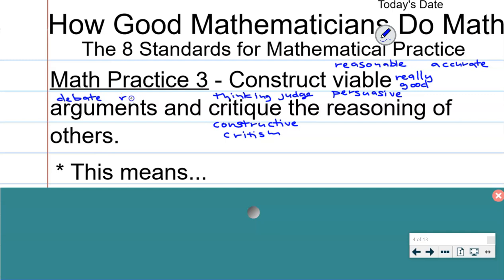We're going to just come up with our reasons. We'll have explanations. And that's what we mean by arguments. We're not necessarily arguing or fighting, but arguments are your explanations, your reasons, your justifications. I like that word too, justifications.